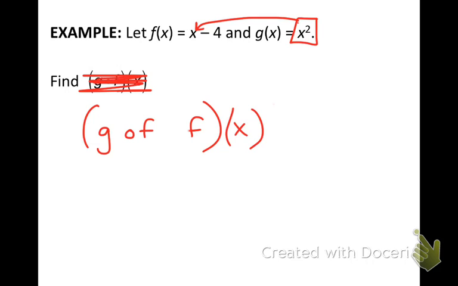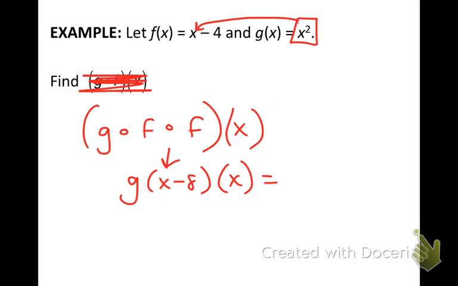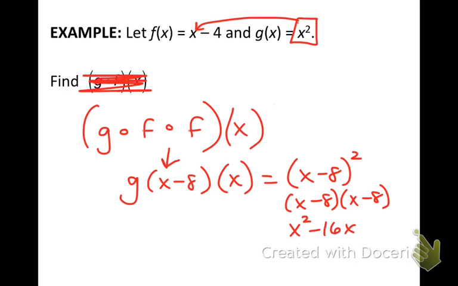So we'll be plugging f into f, and then into g. So we first need to do f of f, which we did. What was f of f? F of f was x minus 8. Now plug that into your g. What would that look like? X minus 8 parentheses squared. Good. Then FOIL. Yep, so x minus 8 times x minus 8 gets us to x squared minus 16x plus 64.